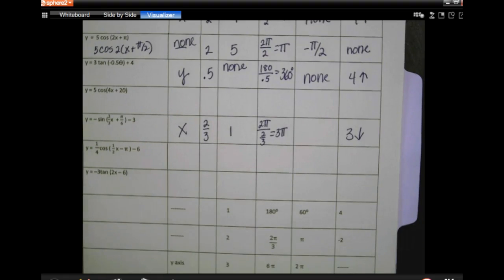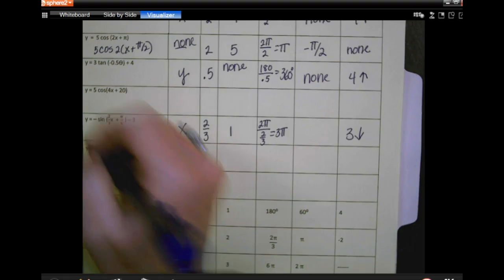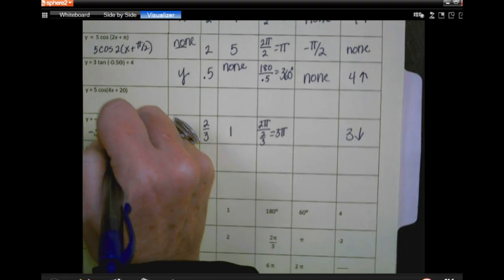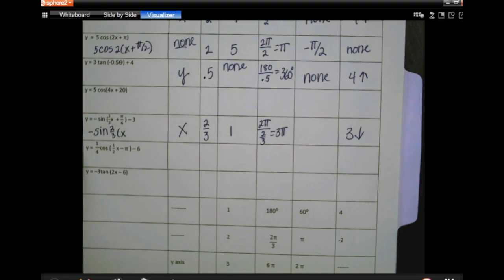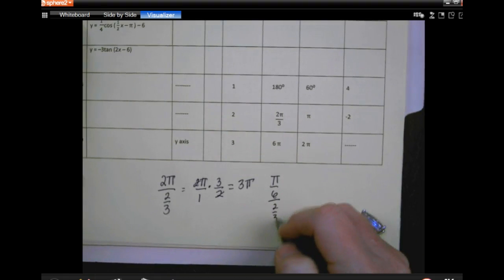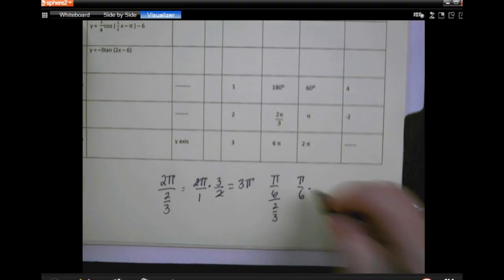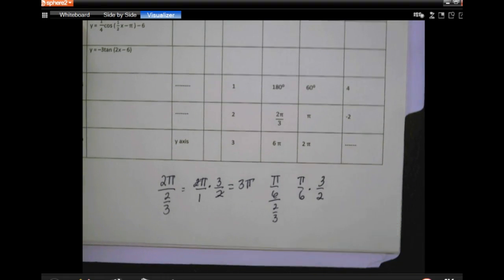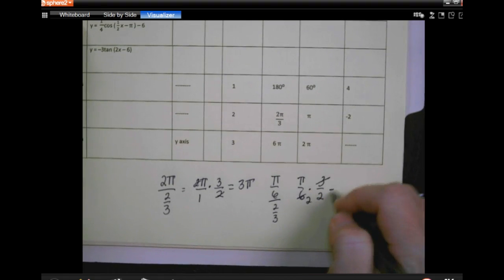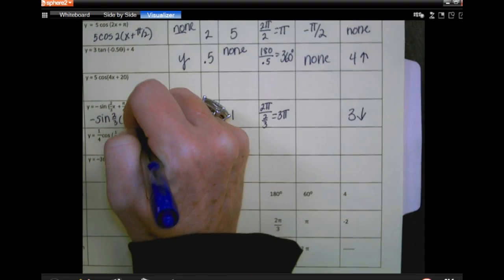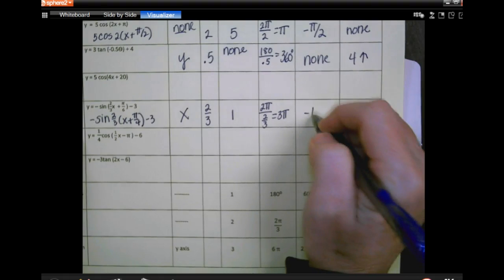So next, do I have a phase shift? I do. Is the 2/3 already factored out? So I have to factor out the 2/3. So I have to take pi over 6 divided by 2/3. So then what do I do? Just flip it, right? So I get 3/2. And this cancels. So I end up with pi over 4. So this is a negative pi over 4.